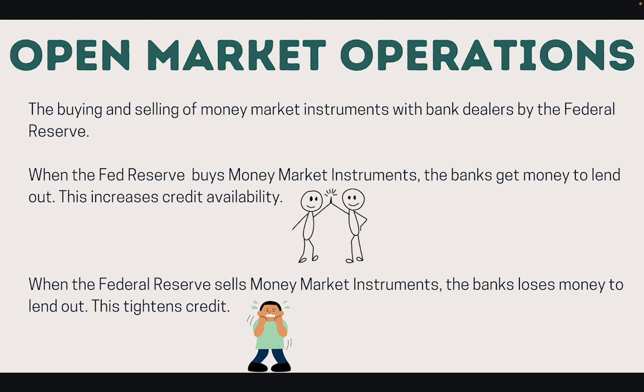So then the opposite. Let's say that the Federal Reserve is fearing inflation and prices are going to go crazy. So they can sell money market instruments to the banks, which is going to take money out of the bank, right? Because the bank has to pay for the money market instrument. So it drains the bank of those funds. So they can't lend out as much money. Cool, makes sense.